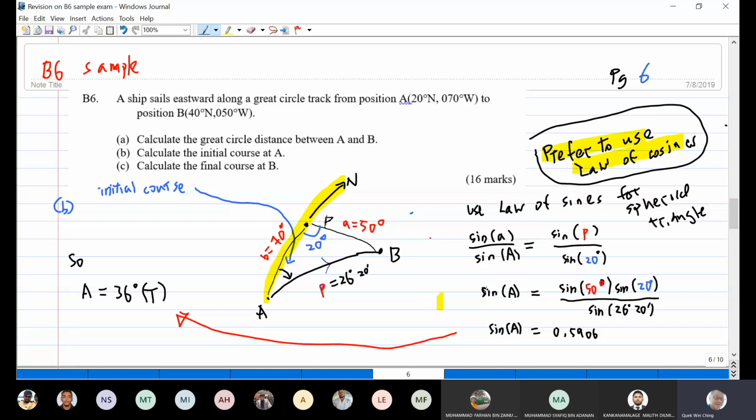So this is part B. Part C, I'll show you how to use the law of cosine. The law of sine is easier to use, but eventually you have to decide. There could be two possible answers, so you have to decide which one is the correct answer. So this is the initial course.